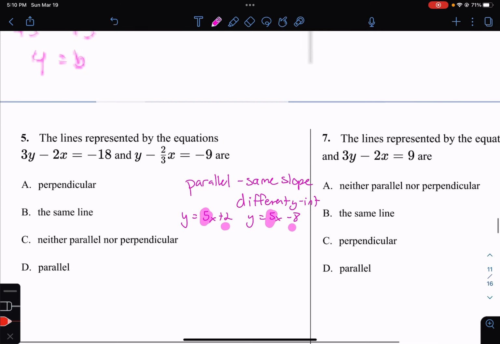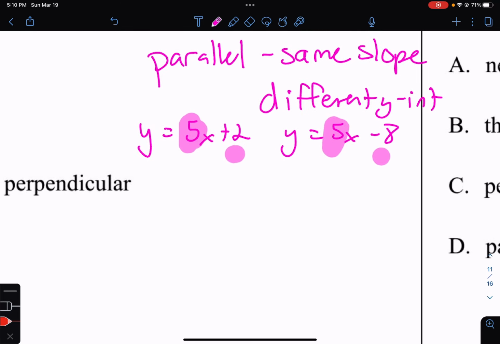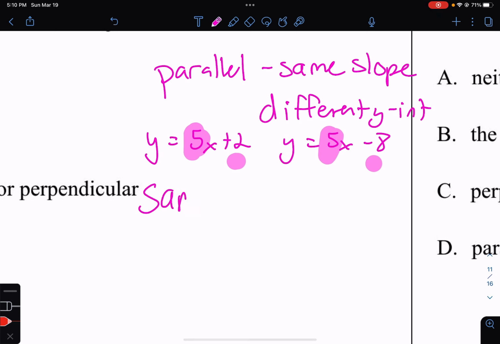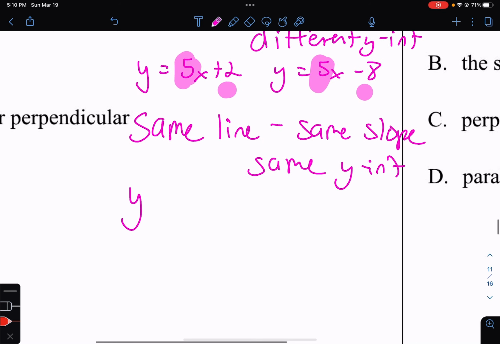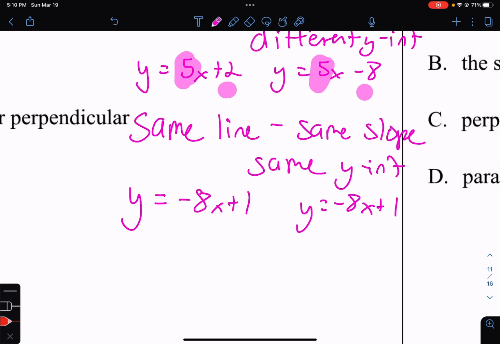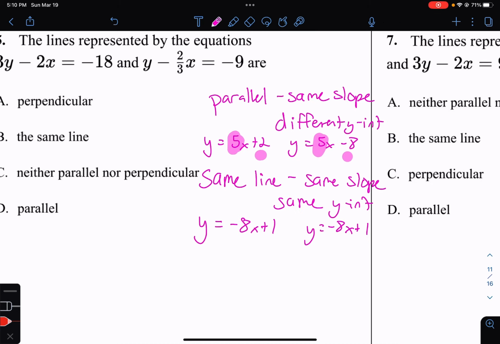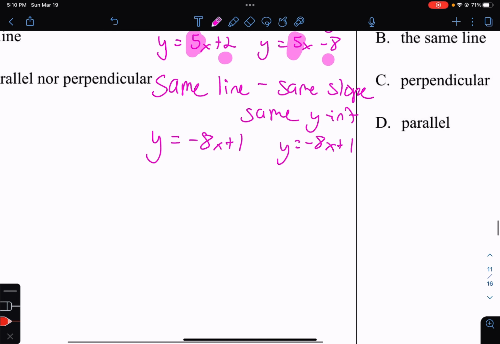Then, let's see, we have the same line. You've got the same line when you have the same slope and the same y-intercept. So an example of this would be y equals negative 8x plus 1, y equals negative 8x plus 1, right? Same slope, same y-intercept.